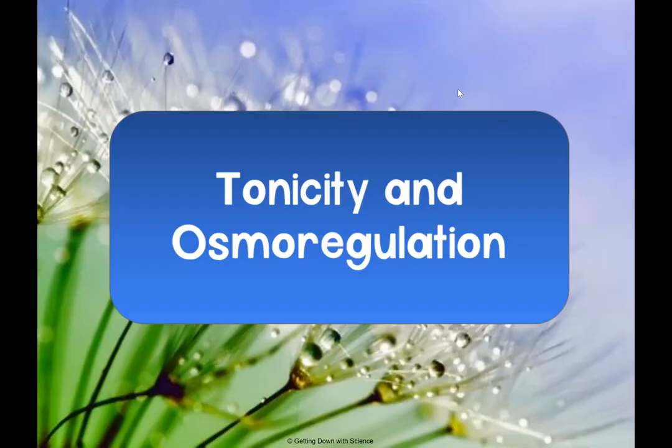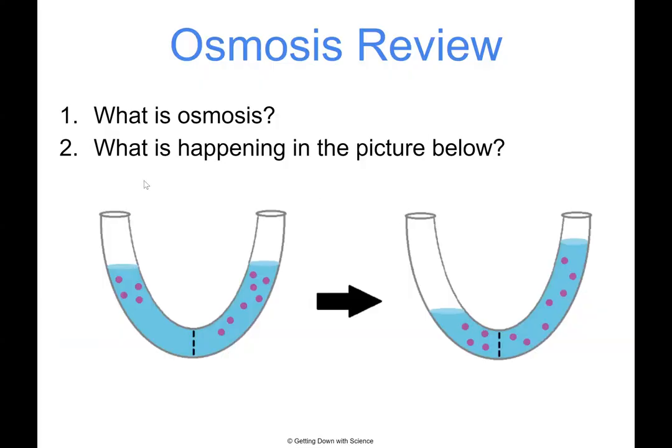Okay, so real quick review because we talked about osmosis. So what is osmosis? Of course, osmosis is the movement of water molecules from areas of high concentration to low concentration in relation to the number of particles of another substance. So the idea is we're trying to dilute the sugar so that we have the same concentration of sugar to water on each side of the membrane.